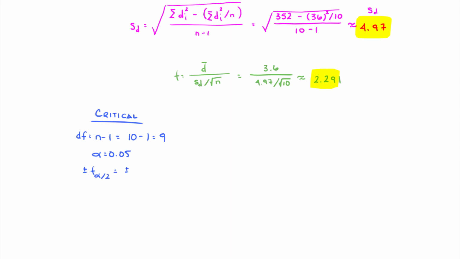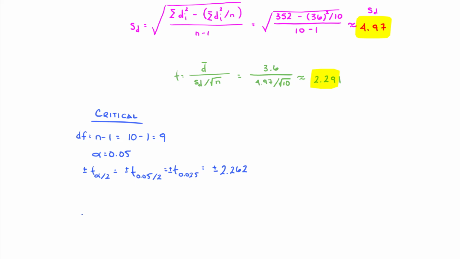It's going to be plus minus T sub 0.05 over 2, which will end up being plus minus T sub 0.025. And when we look at the T table at 0.025 with 9 degrees of freedom, we find that that's 2.262. And since this is a two-tailed test, we use plus minus 2.262.